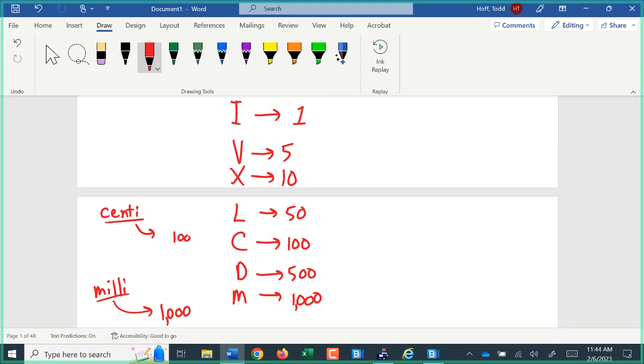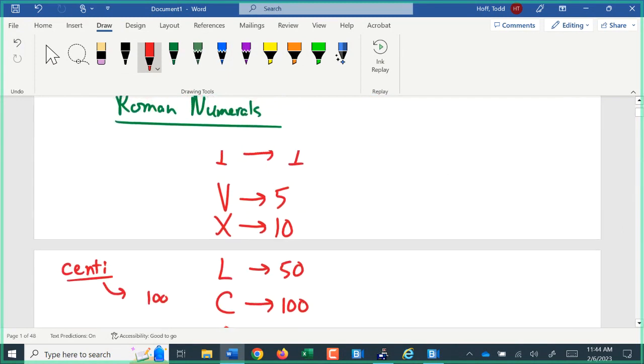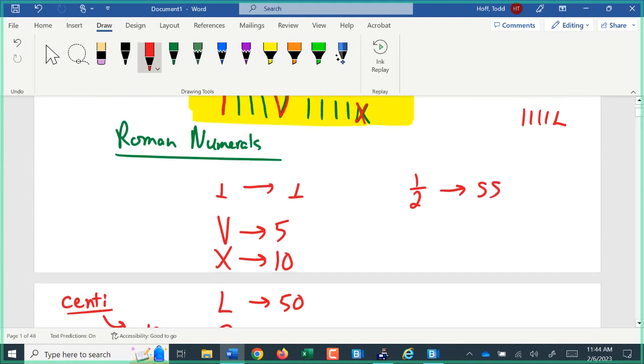There are other numerals that are commonly used in the medical fields. One of those is the digit for 1/2. And that is two small s's. SS stands for 1/2.